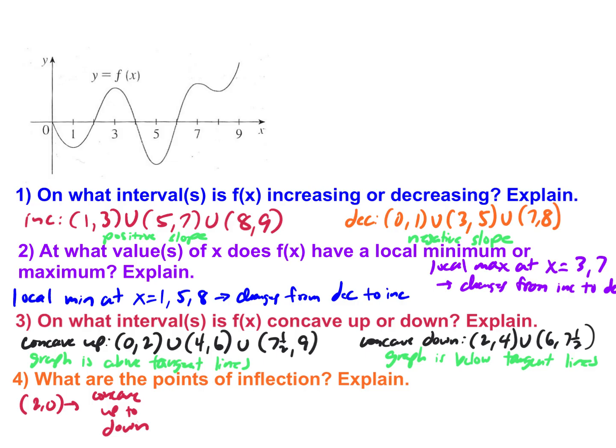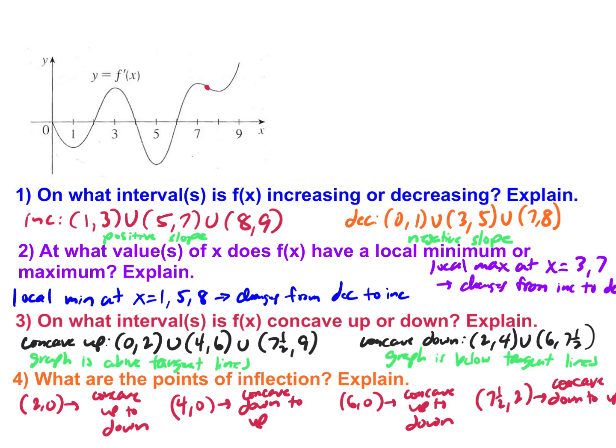And that's all you have to do for an explanation. Okay, eventually we'll talk about the second derivative, but we're not there yet. Then at (4, 0), we go from concave down to concave up. At 6, we go from up to down. All right, what do we want to say? 7.5, what? 2 maybe? I don't know, we'll see. That's what we're guessing. I said 2. There you go. (7.5, 2) because we go from concave down to concave up.